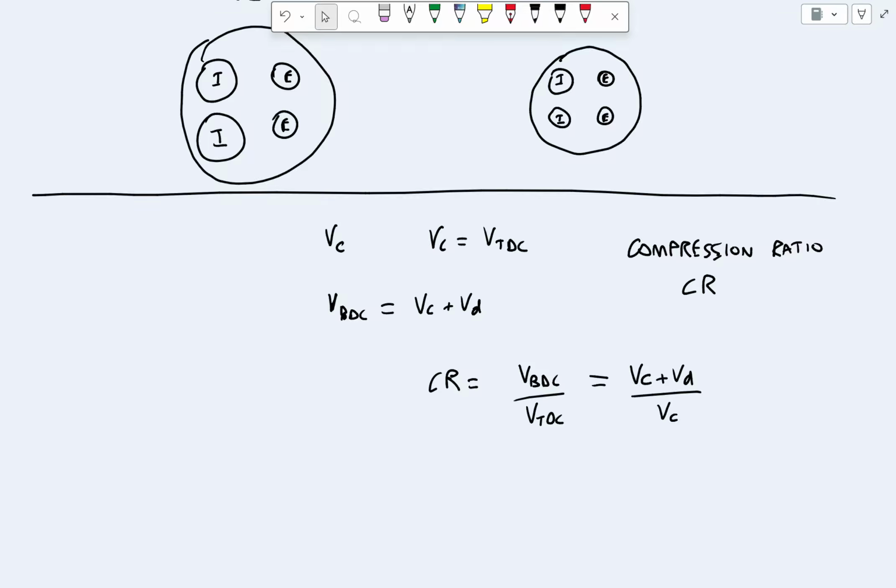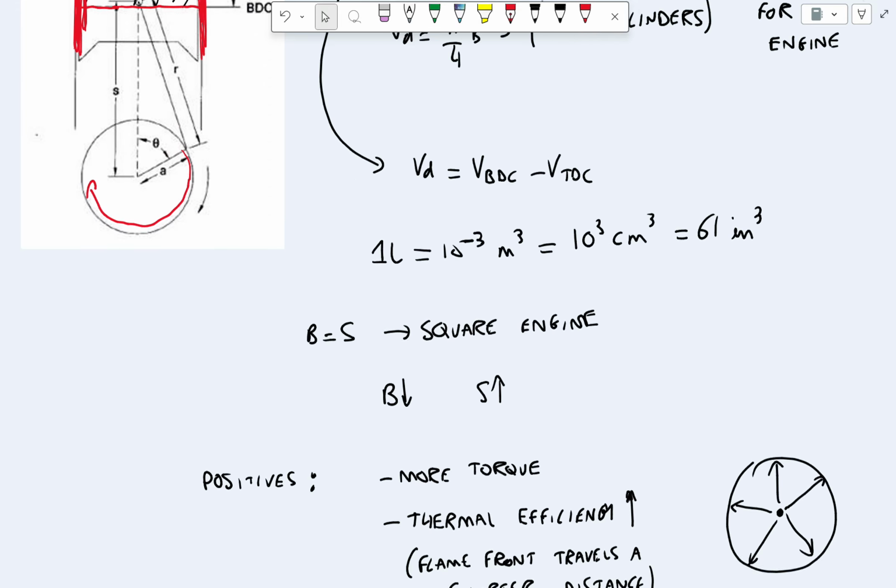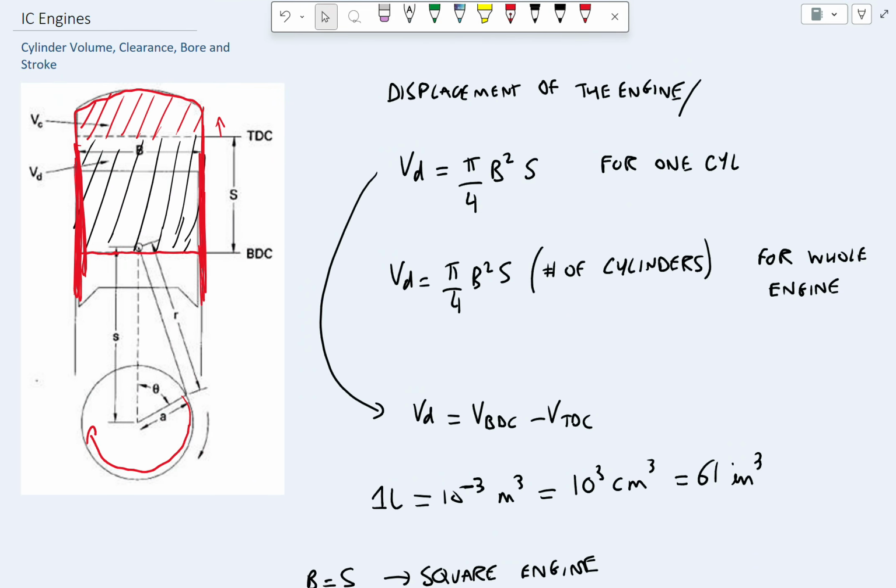A typical compression ratio for an engine is usually around 8 to 16, but there are a lot of different variables and ways in which you can calculate this number. So that gives us a little insight into what compression ratio is. We also talked about bore and stroke and what changes to them would do to our engine, and we talked about the displacement of the engine and the displacement for one cylinder.